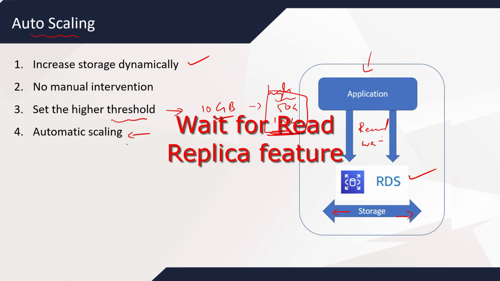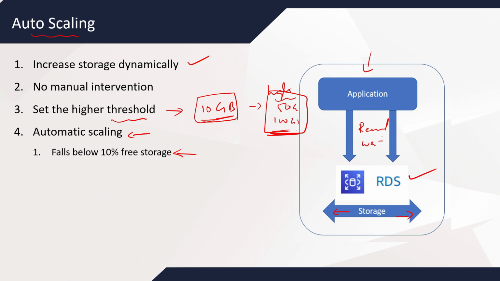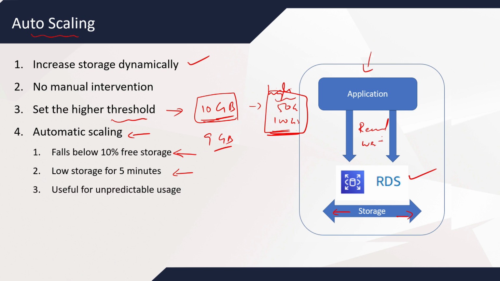And it also provides automatic scaling whenever the free storage becomes less than 10%. For example, you have given 10 GB as the initial storage, and as soon as 9 GB of data is already used, it will start doing that automatic scaling work on top of the storage. And also whenever the storage stays low for 5 minutes, it will go ahead and start that scaling process.